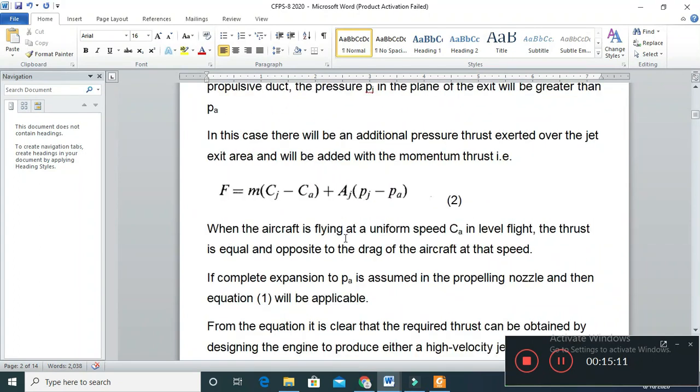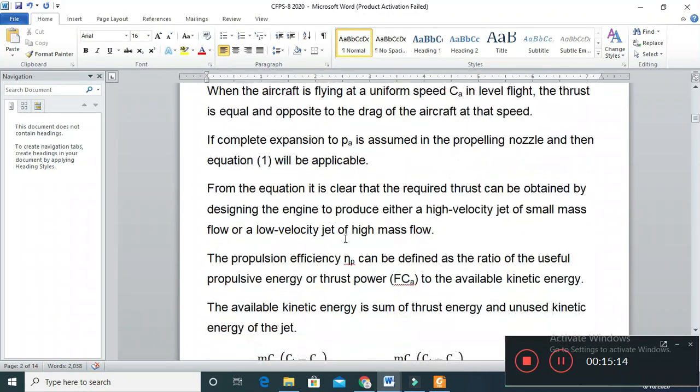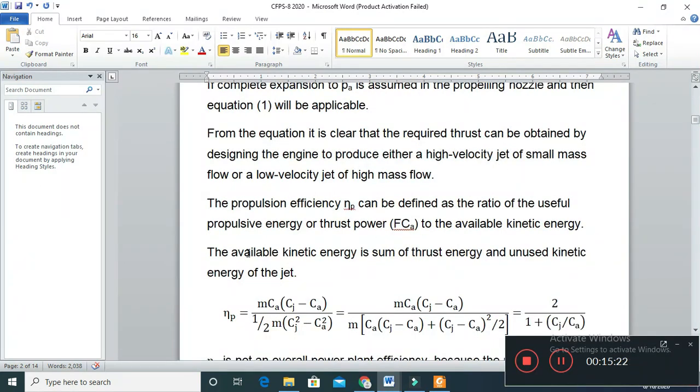The efficiency of the aircraft cycle is determined using a parameter called propulsion efficiency. The propulsion efficiency is the ratio of useful propulsive energy or thrust power to the available kinetic energy. So there is available kinetic energy due to the working of the engine. The available kinetic energy is in the denominator. All the kinetic energy available is not converted into thrust.